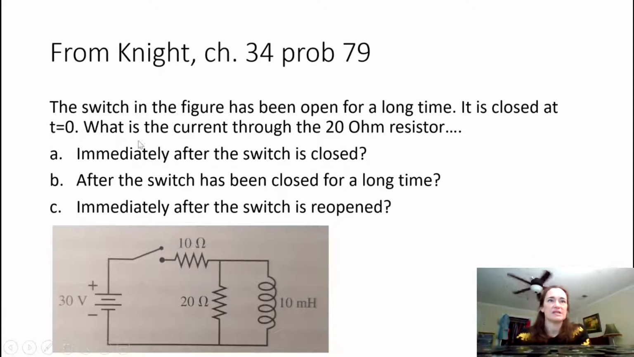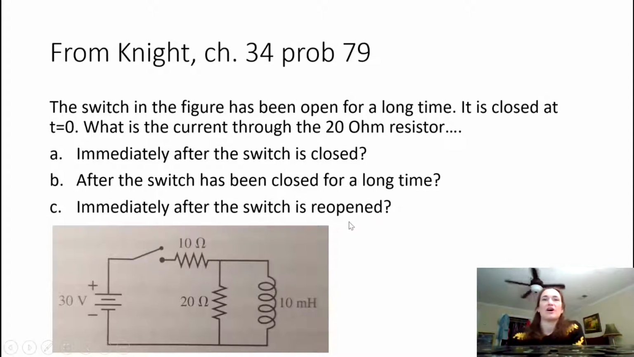The question says, the switch in the figure has been open for a long time. It's closed at t equals 0. What's the current through the 20 ohm resistor, part A, immediately after the switch is closed, B, after the switch has been closed for a long time, and C, immediately after the switch is reopened?